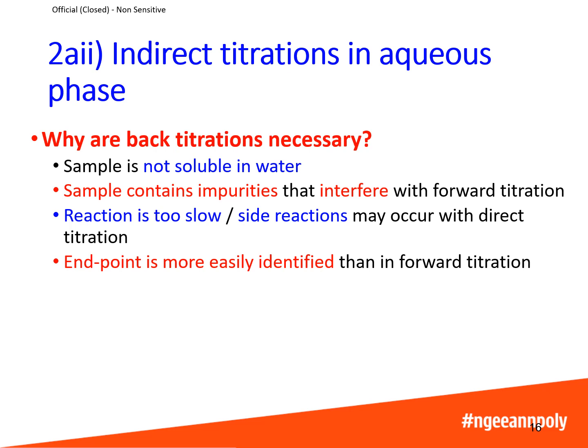But why would we do indirect titrations, which seem to be more complicated? There could be several reasons why direct titration is not feasible. For example, the sample is not soluble in water. The sample contains impurities that could interfere with forward titration. The reaction could be too slow or side reactions may occur, so direct titration is not feasible. Or the endpoint of the back titration could be more easily identified compared to the forward titration.